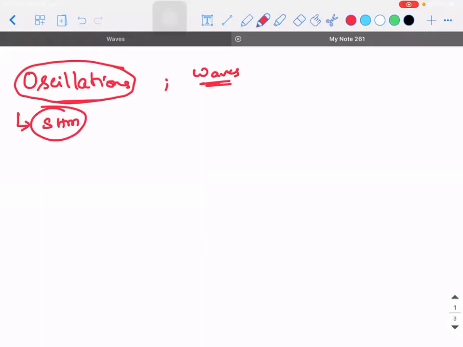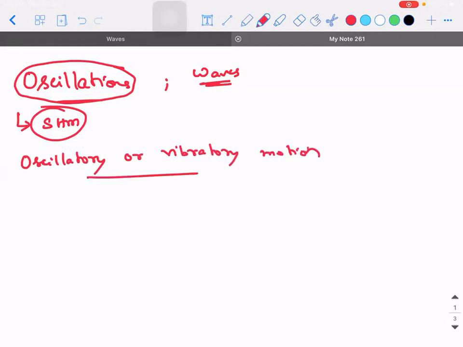Here also you'll be concentrating on time period and all those things. Vibratory motion, that's right. So we were concentrating on oscillatory or vibratory motion. What was happening in this? We mainly discussed the concept of to and fro motion about a mean position.